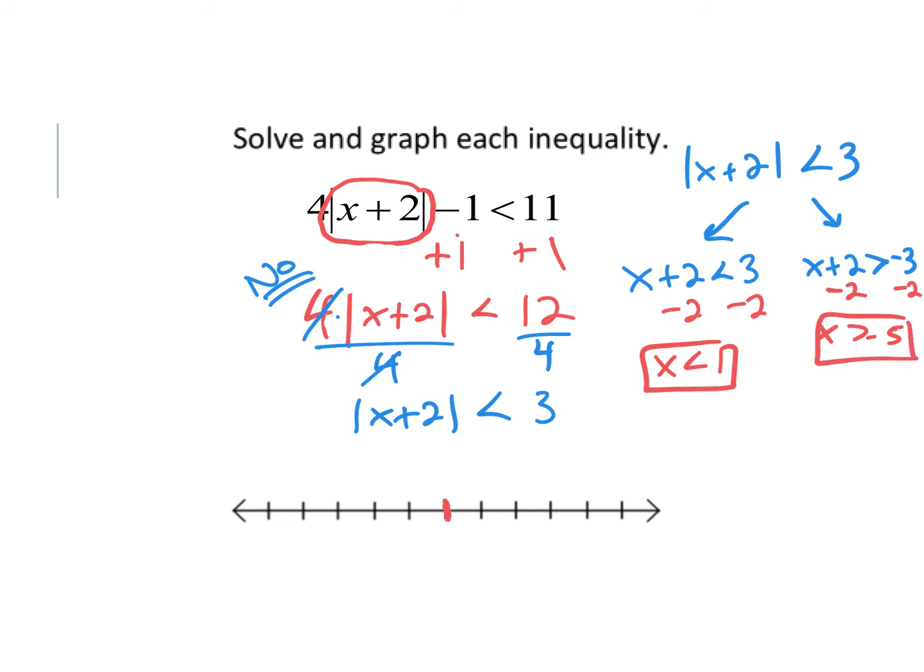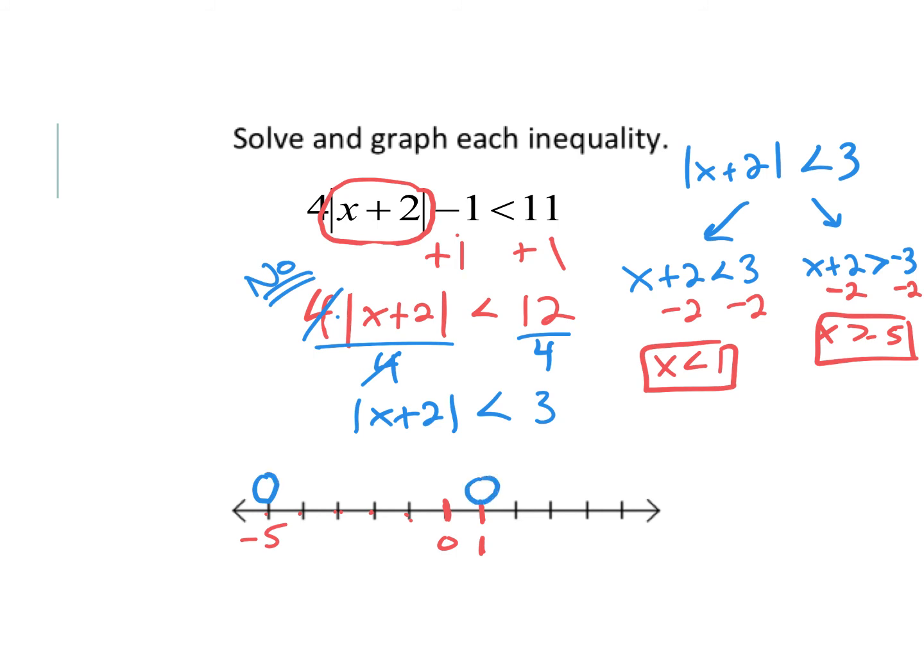So if 0 is here on the number line, 1 is right here, -5 would be, looks like 1, 2, 3, 4, this one down here. And since it's dealing with greater than and less than symbols, both of them are going to have open circles above those values.